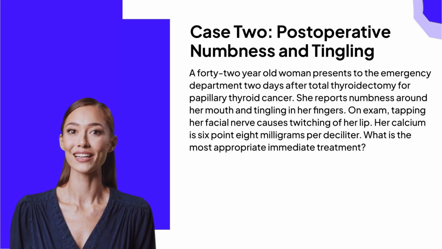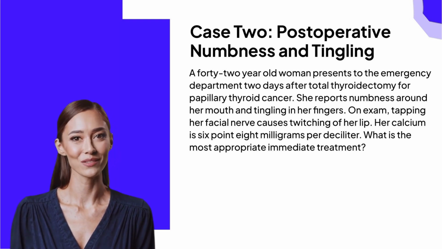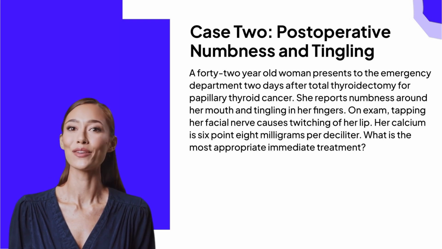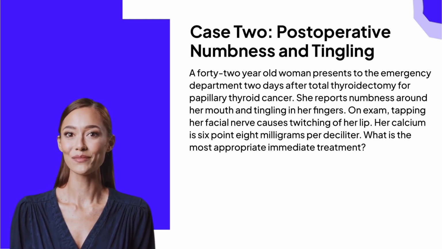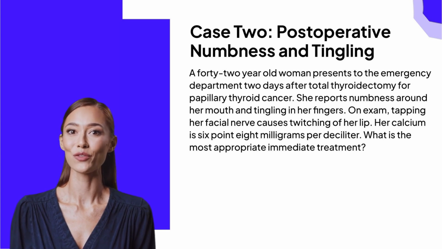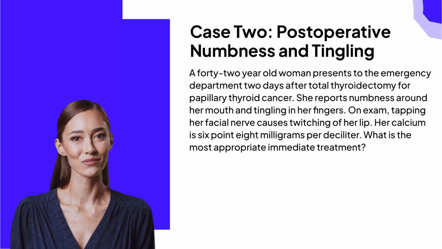The positive Chvostek sign, where facial nerve tapping causes lip twitching, confirms neuromuscular irritability. The calcium of 6.8 is severely low. Normal is 8.5 to 10.5 milligrams per deciliter.